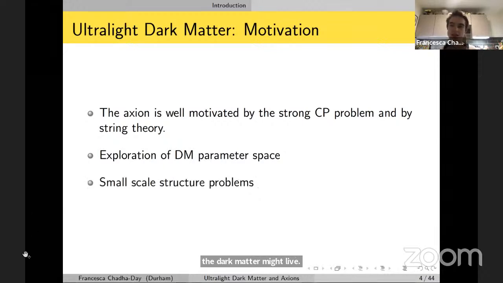And ultralight dark matter has also been suggested as a solution to some small-scale structure problems, where it seems that in some cases having ultralight dark matter might fit our observations of dark matter structures better than heavier dark matter. But as we'll see, this is quite a complex area, and it's not clear whether that statement is true or not.